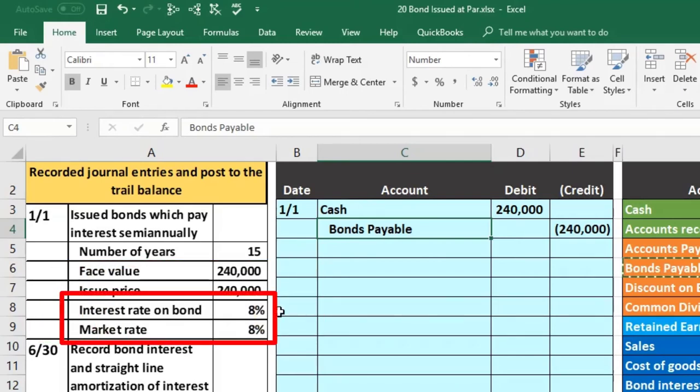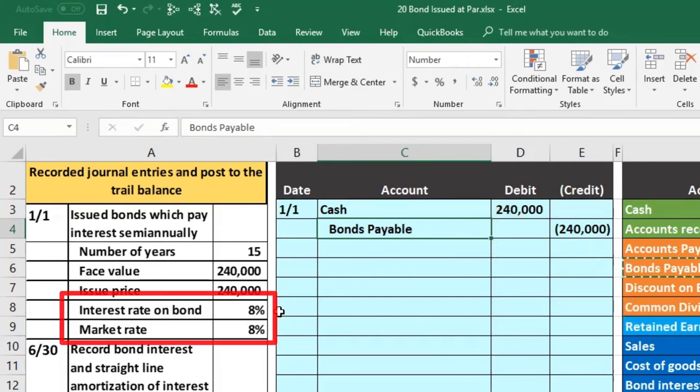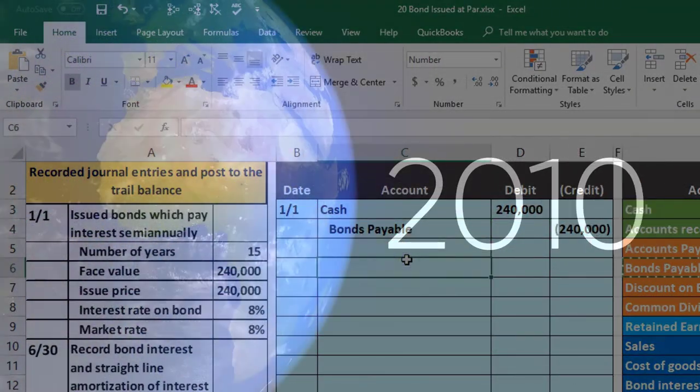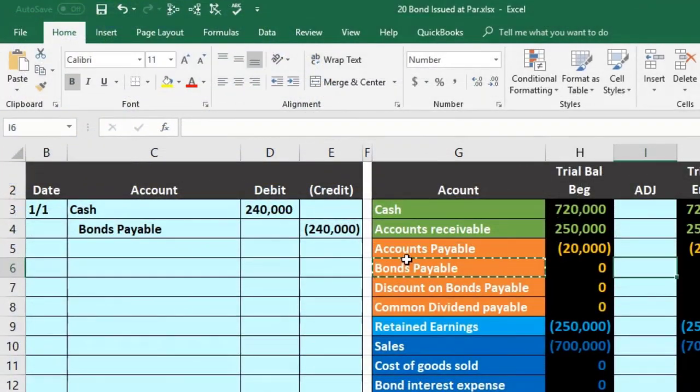And note that we don't really need it at this point because they're the same, and we'll calculate interest once time passes. So at this point in time, because there's no premium or discount, the interest rate doesn't do anything for us. We will need it, but not until time passes to calculate how much interest will be paid and how much interest has been incurred in terms of an expense.